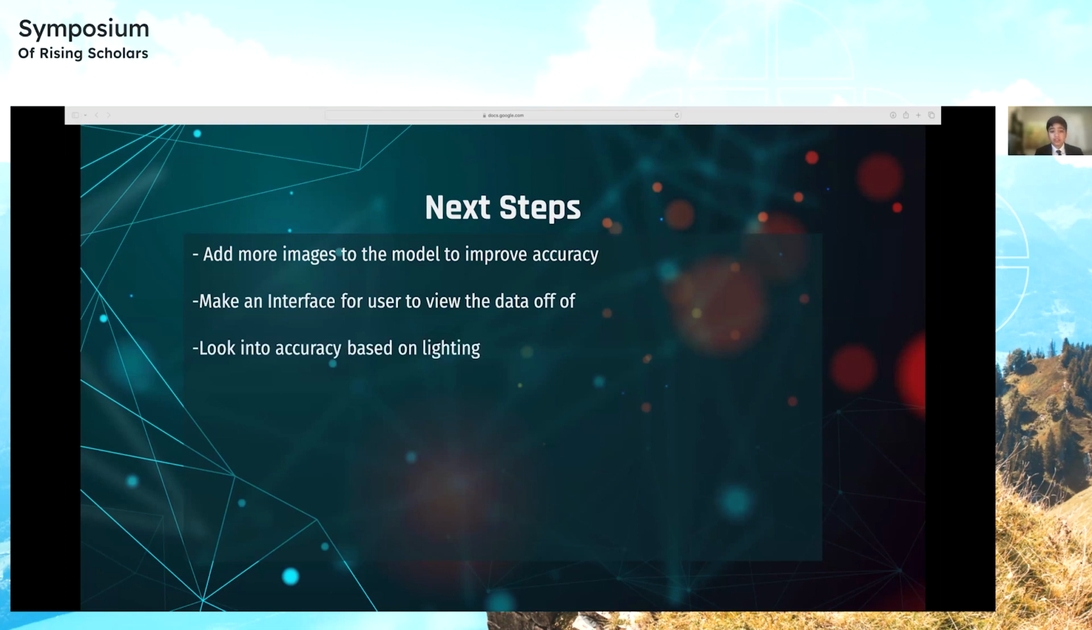And we should look into accuracy based on lighting, such as day or night, cloudy or sunny, or rainy or sunny, because this model was tested during daylight, and it wasn't really tested when it was cloudy or rainy outside. So we would have to look into that.